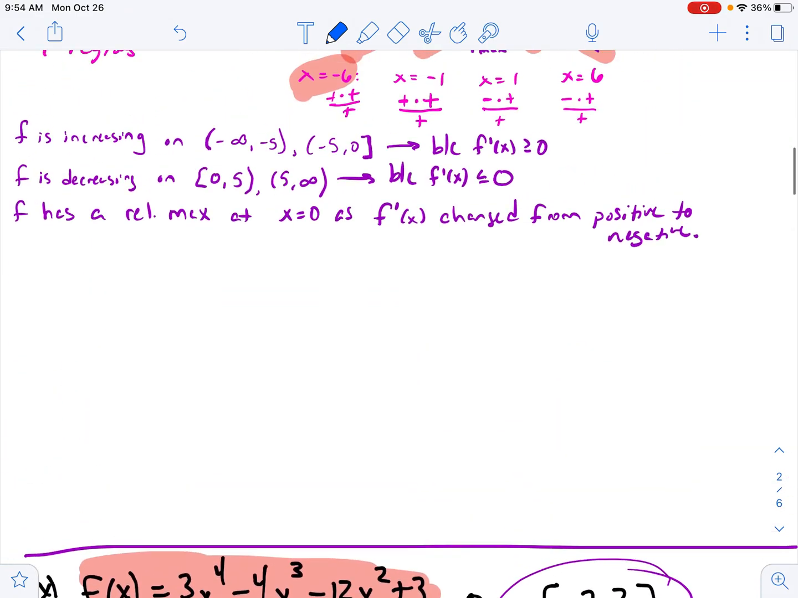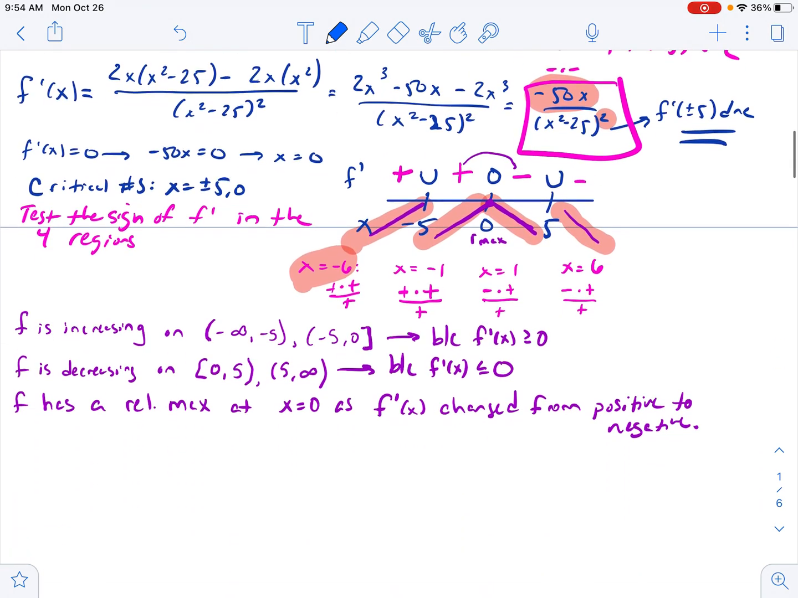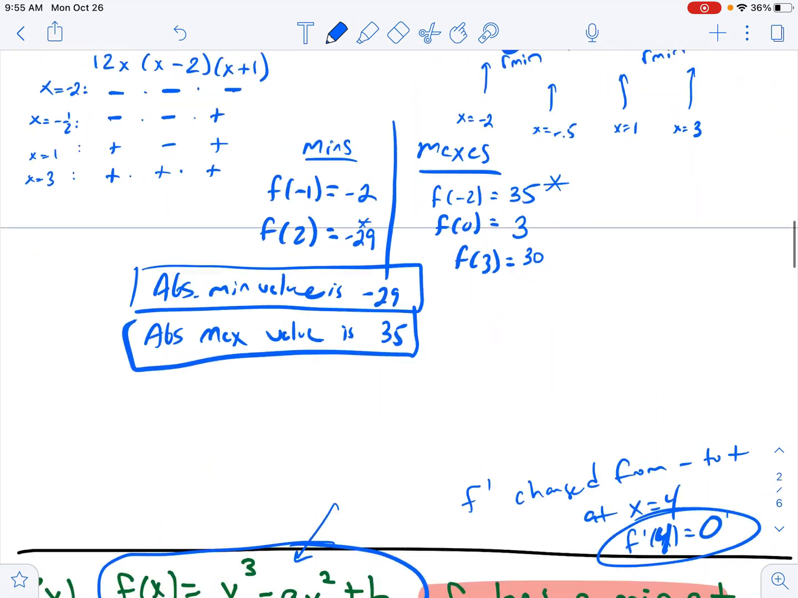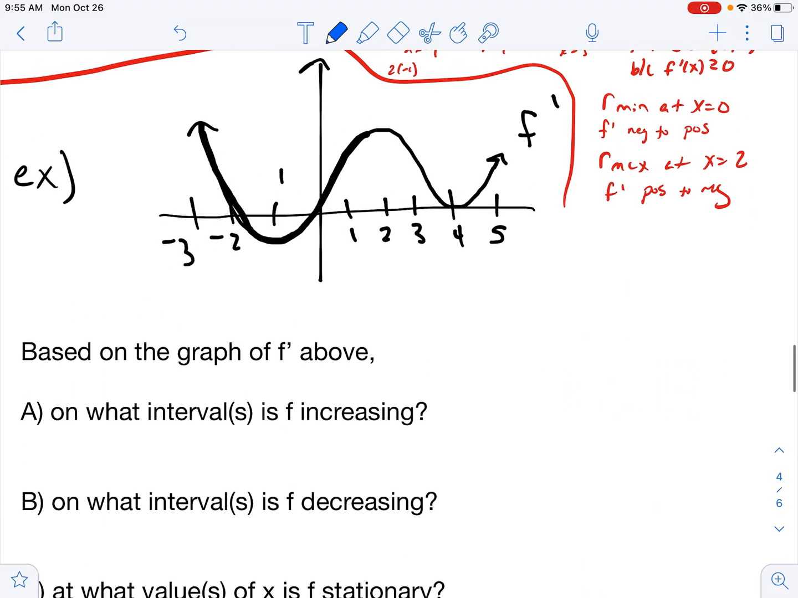Polynomials, usually pretty easy to deal with. Okay, and you'll see a number of those. Rational functions, again, watch out for the quotient rule. Watch out for where the denominator and numerator is 0. Okay, and one final graphical set of examples here. Here's the graph of some function f prime.